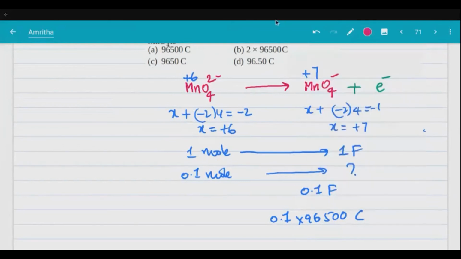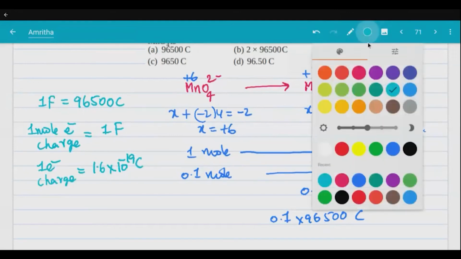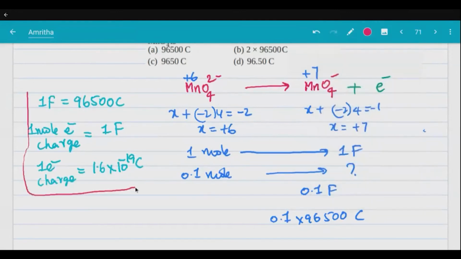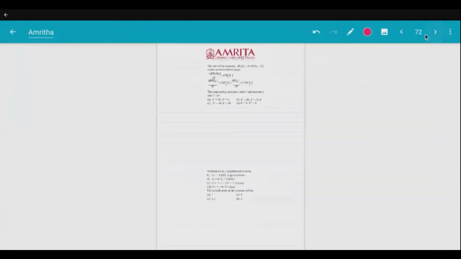You have to know this before doing the question. 1 Faraday means what? 1 Faraday is equal to 96500 coulombs. 1 mole electron's charge is equal to 1 Faraday. 1 electron charge is equal to 1.6 into 10 power minus 19 coulombs. So this is what we should know before doing this question. Okay. 9650 coulombs. Right. Next question.